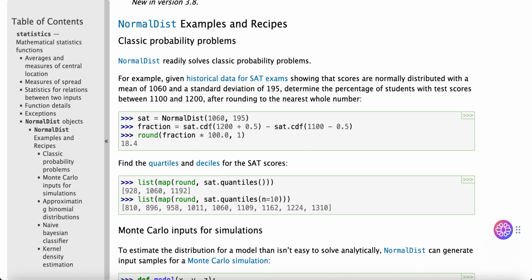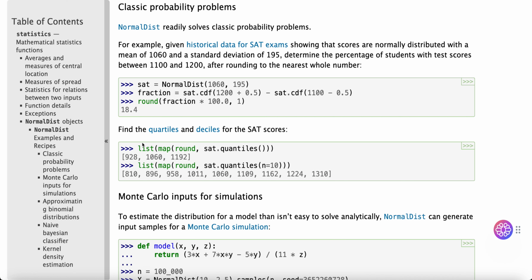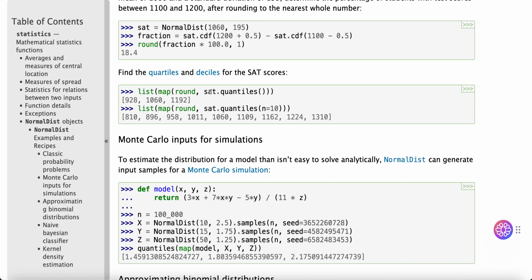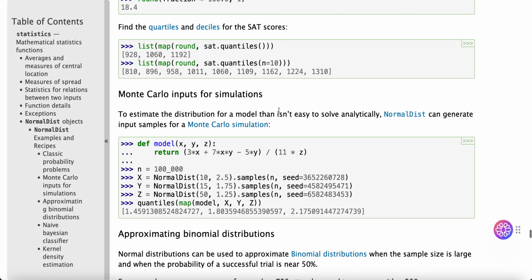fraction = sat.cdf(1200 + 0.5) - sat.cdf(1100 - 0.5). Round fraction into 100, which gives 18.4. Find the quartiles and deciles for the SAT score. list(map(round, sat.quantiles())). list(map(round, sat.quantiles(n=10))).